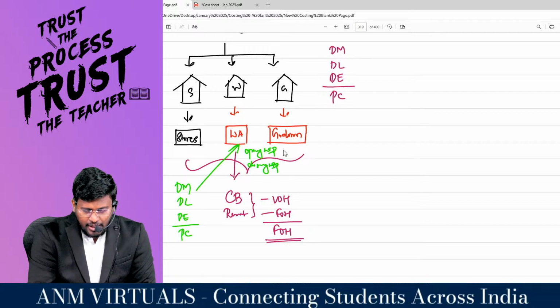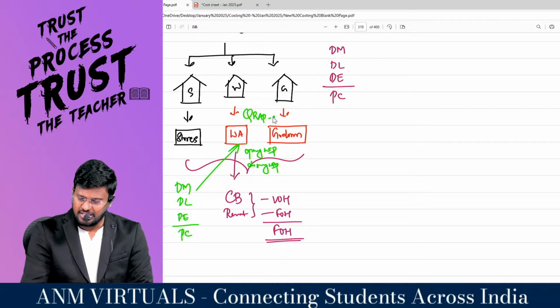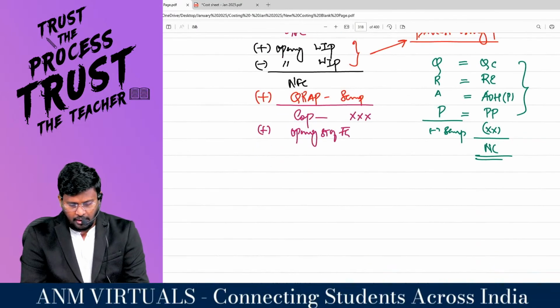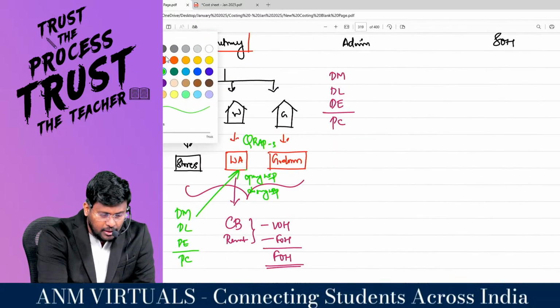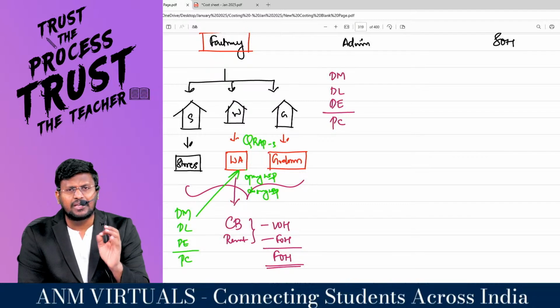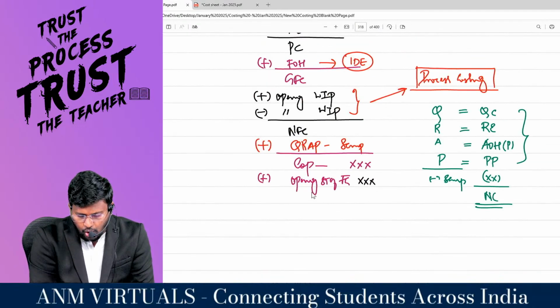To that, I should add the QWrap. Here only, I will be incurring the QWrap minus scrap. Fantastic to the core, sir. Now I'm coming to the next area called the godown. Inside the godown, what will I keep? I will keep the finished goods, sir. So I will add the opening stock of finished goods.